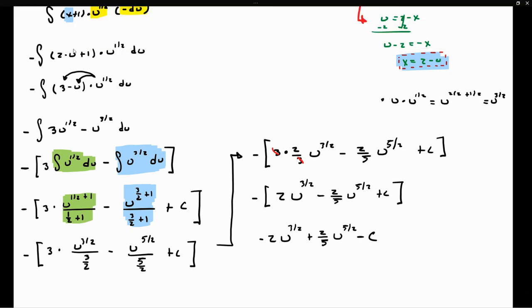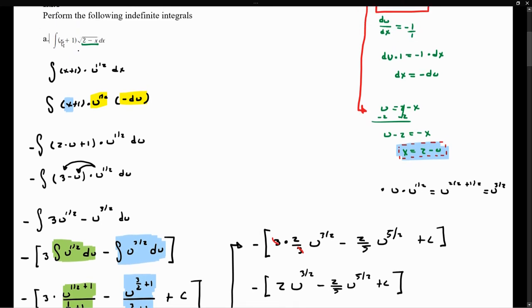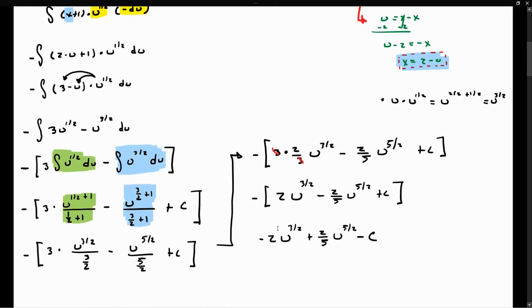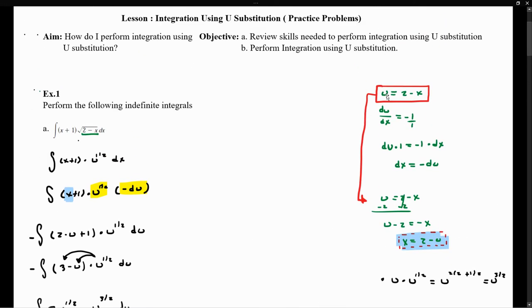And at this point, when it comes to integration, we are done. But we have to remember where we come from. We came from an integration that was written in terms of x's. So our last step, we have a final result, but notice that this final result is still in terms of u.